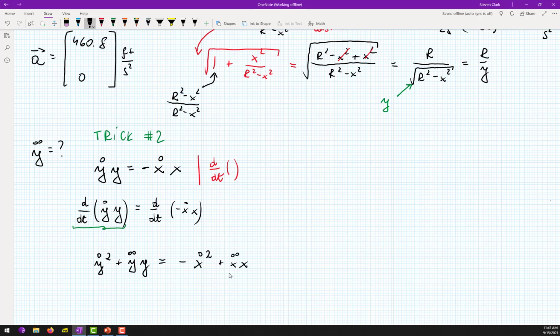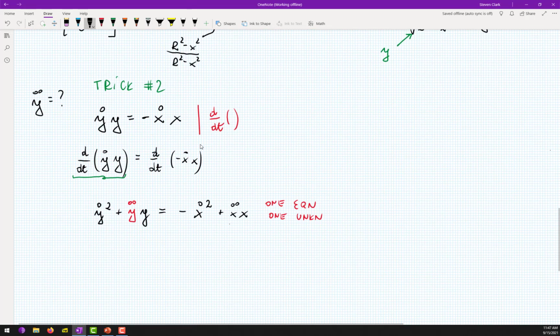Again, this is one expression and one unknown, because the only thing we do not know is this. Everything else we know. So you guys know already how to find y double dot. One equation, one unknown. I even remember those numbers, so let me plug them in.